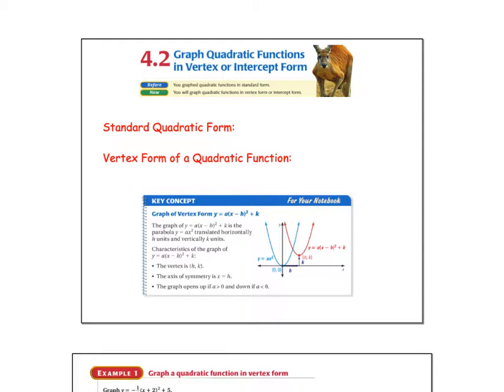Previously, you graphed quadratic equations in standard form. That's y equals ax squared plus bx plus c. And just like lines, there are two other forms of quadratic functions or equations, and we can use them to graph a quadratic equation. So first, the standard form of a quadratic is y equals ax squared plus bx plus c.